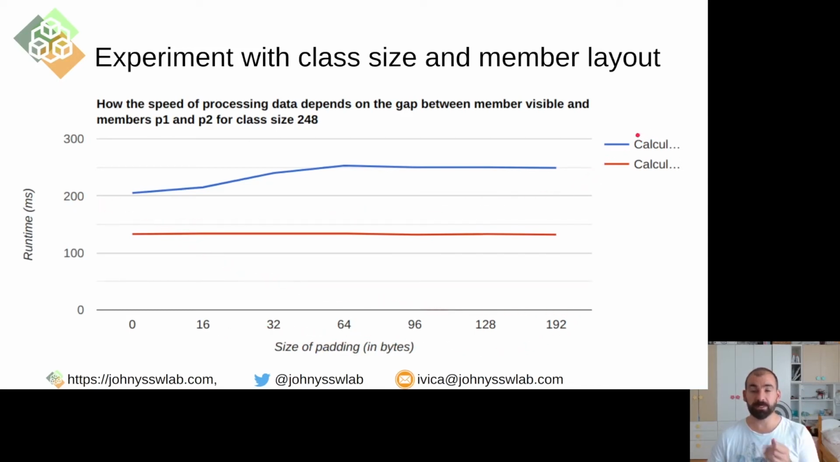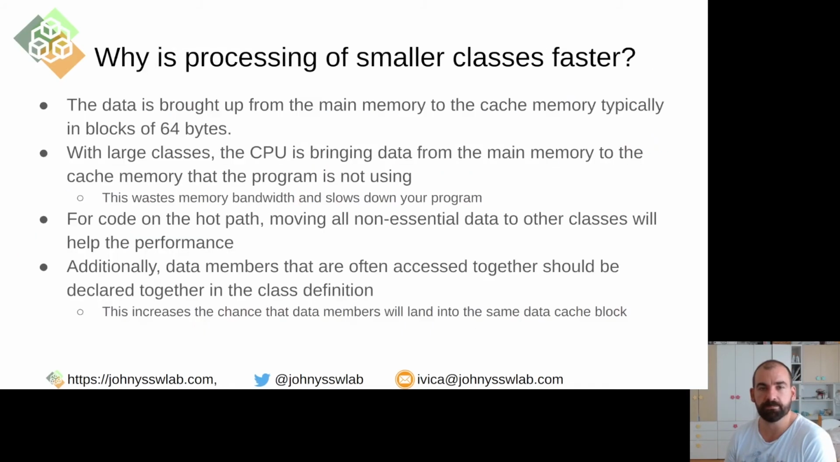But for calculate surface visible, when the padding is 0, it's the fastest, about 200 milliseconds, but as the padding grows, for example at 64 bytes, then we go to 250 milliseconds. So if we are accessing members of the class together, we should also declare them in the class close to one another. If we don't do that, then we are decreasing the data cache hit rate, and we are making our program slower.